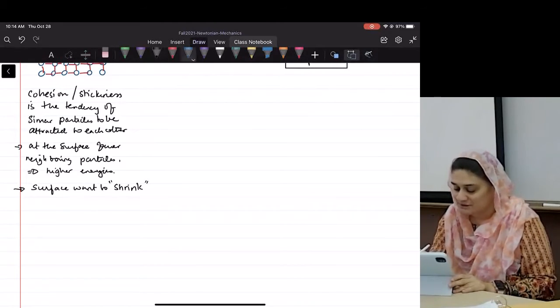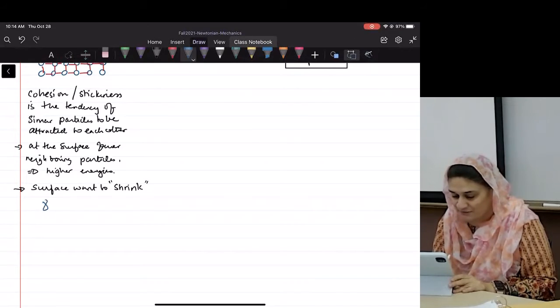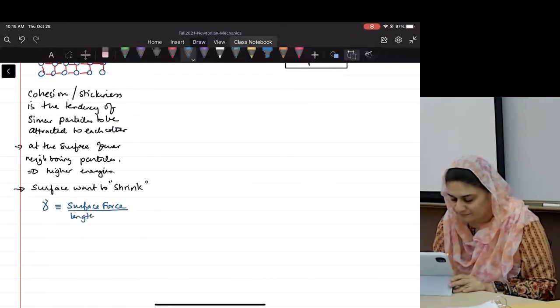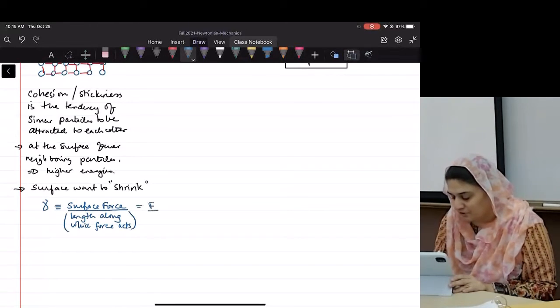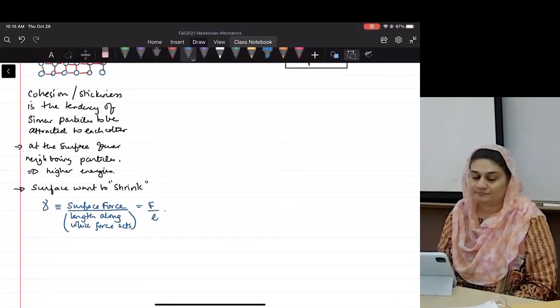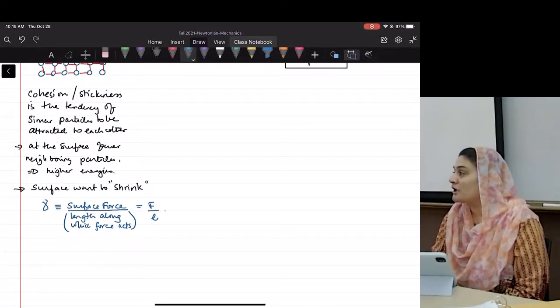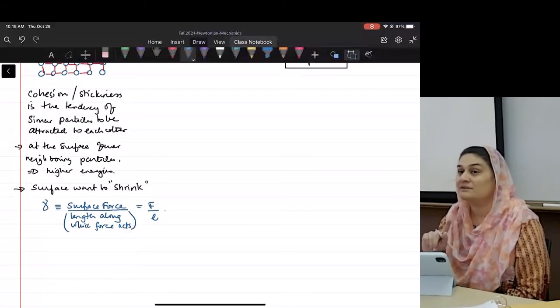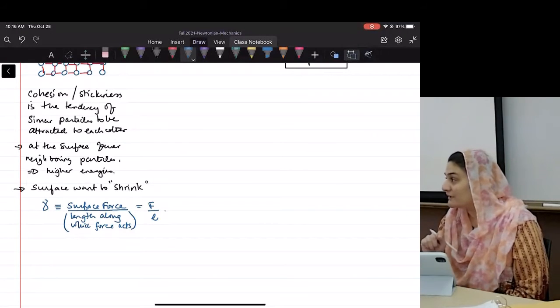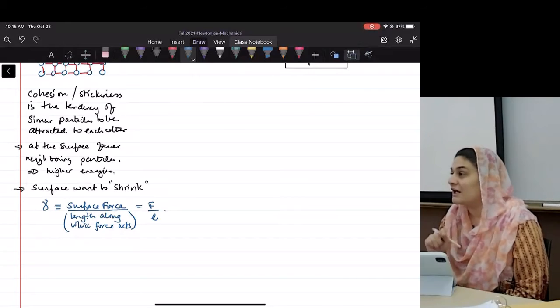So the definition, as always, of surface tension is surface force per length along which the force acts, or force per unit length. It's the same thing when we talk about pressure. Pressure is not force, it's force per unit area. So keep that in mind, right? So this is the same thing. It's force per unit length. Newtons per meter. It is not newtons.